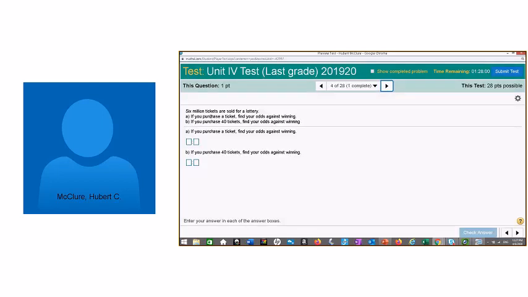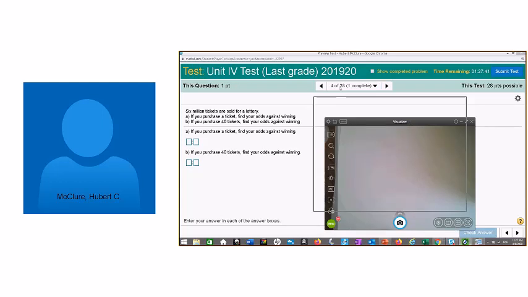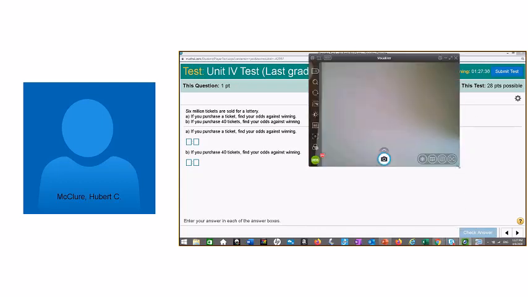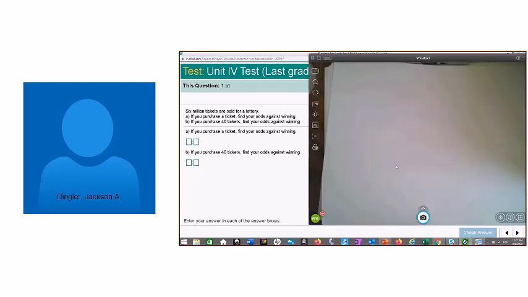6 million tickets are sold for a lottery. If you purchase a ticket, find your odds against winning. 1 over 6 million. That's the probability of winning. All right, so let's do that one. I'm going to pull up my handy dandy pad, try to make it do the whole side here. Can y'all see that okay? I hope y'all can. All right, so here we go.